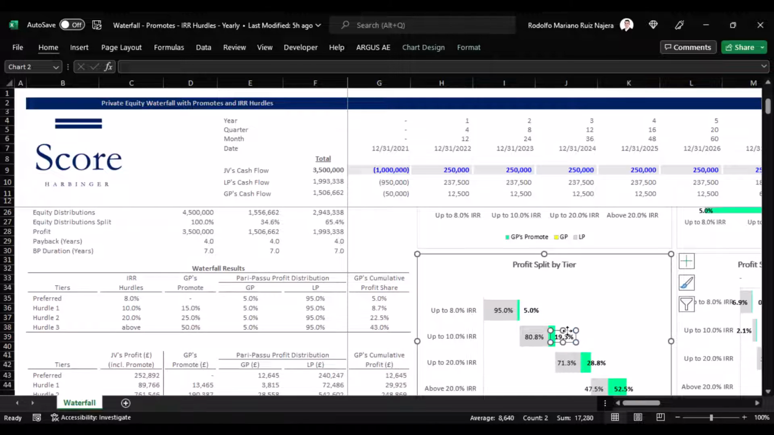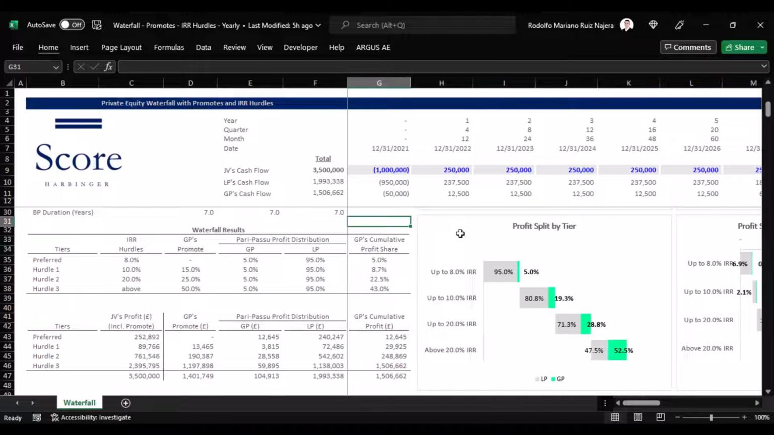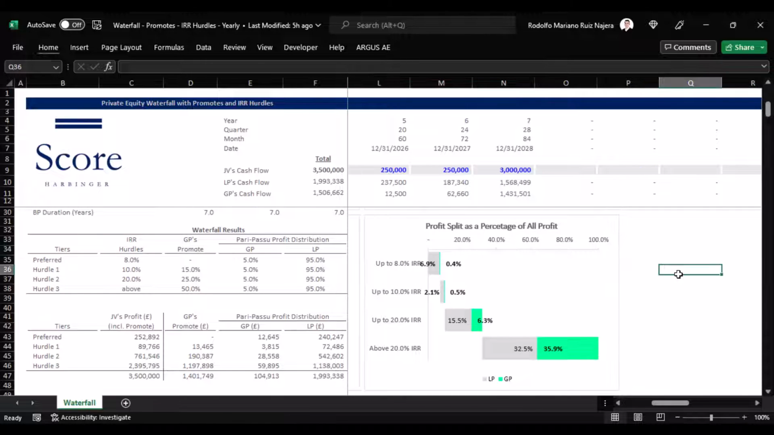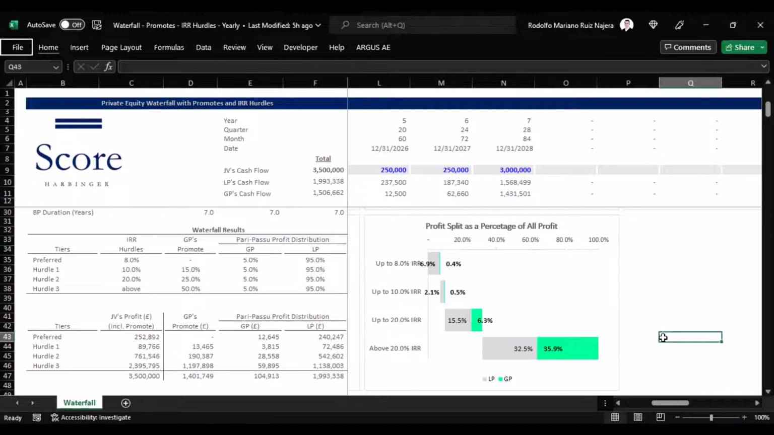So in this graph we are highlighting the total profit share, including both promotes and pari passu profits, that the GP is collecting by rate of return tier. Whereas in this graph we are pointing out in what tier the GP makes most of his money. Naturally, the last tier would be the one where the GP collects most of his profits because the higher the return percentage point, the more dollars that percentage point represents.